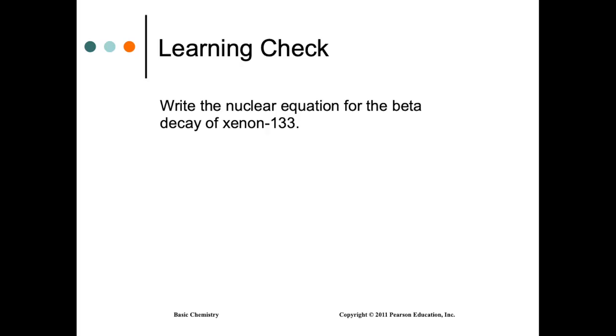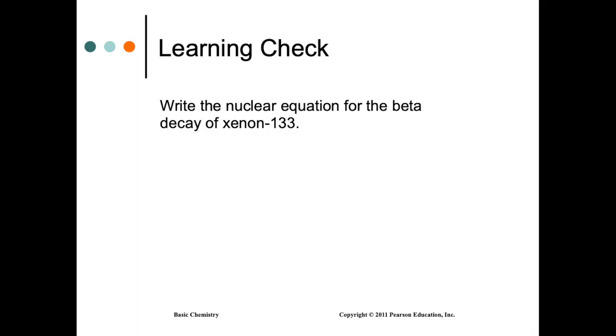So here we have a question asking for the beta decay of xenon 133. Our parent nucleus is xenon 133. If you want to look up its atomic number, you can use your periodic table for that. Its symbol is Xe. Its mass number is given in the question: 133. We're told that we have beta decay going on, so on the right of the arrow, we're going to have a beta particle in addition to our daughter nucleus, which we don't know yet. We've got to try and solve that.